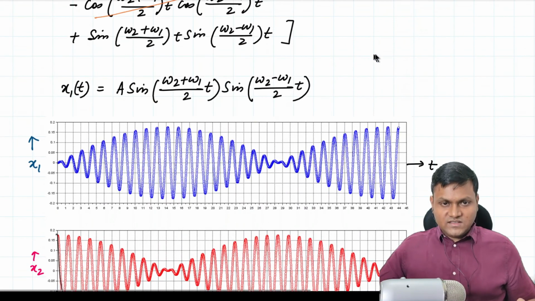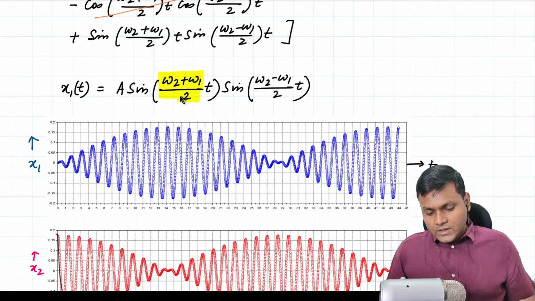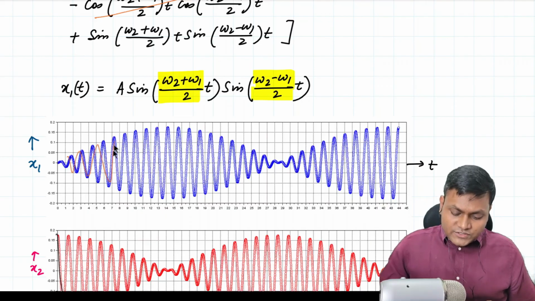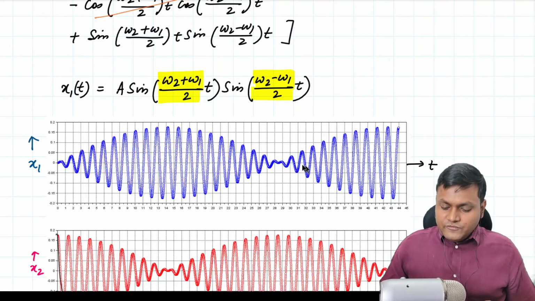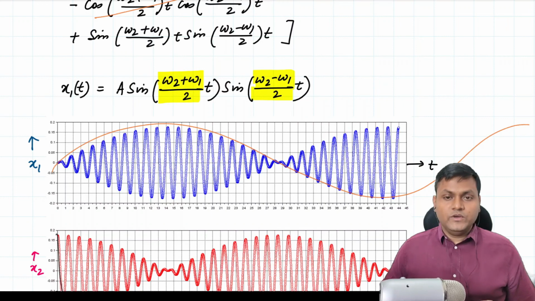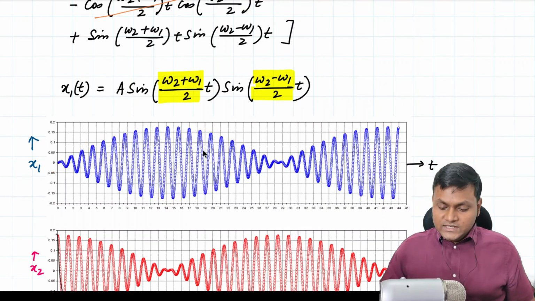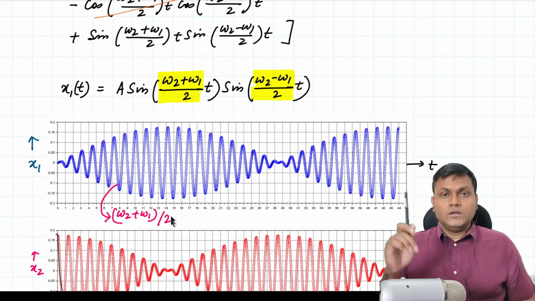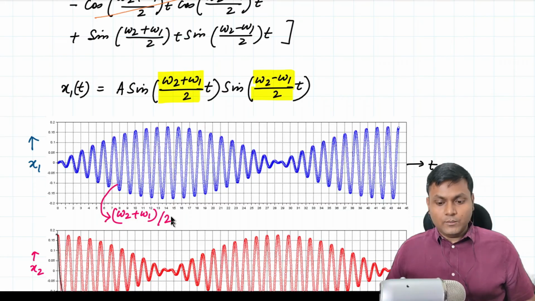The first interesting thing is that what we just derived, omega 2 plus omega 1 and omega 2 minus omega 1, these are the two frequencies that you can see here: the frequency of the oscillation of x1 and x2, and the frequency of the modulation with which this wave is happening. The frequency with which the oscillations are happening is omega 2 plus omega 1 upon 2.